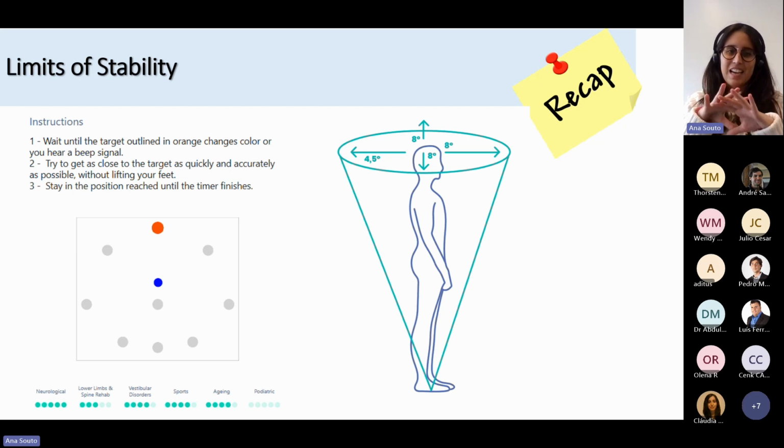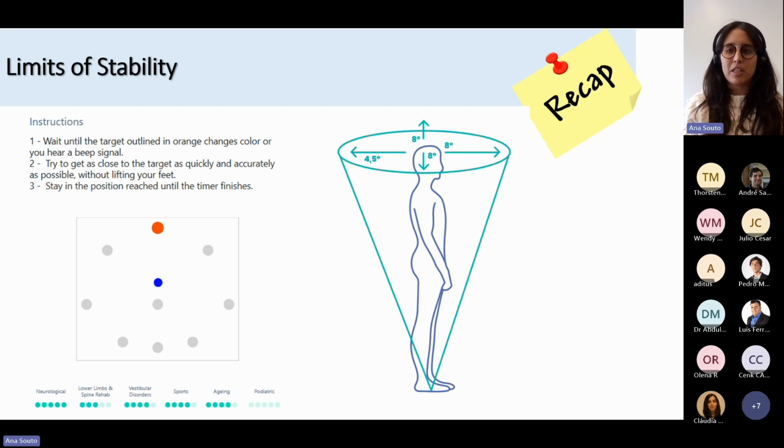So this area, this balanced area, represents our cone of stability, okay? And there are already a lot of studies that talk about the importance of this stable area and the association between changes in the limits of stability and an increase in fall risk in a lot of different contexts, okay? So how do we perform the protocol?